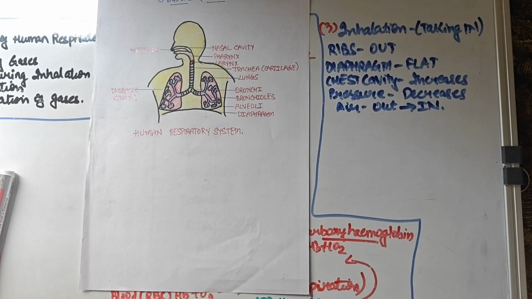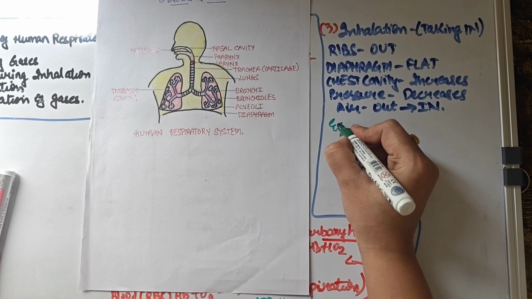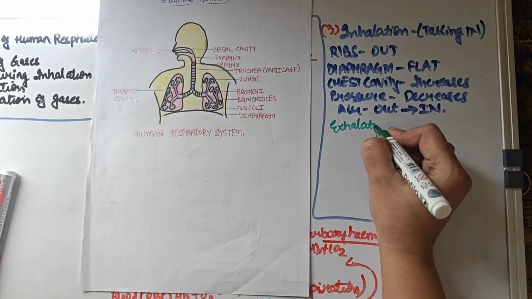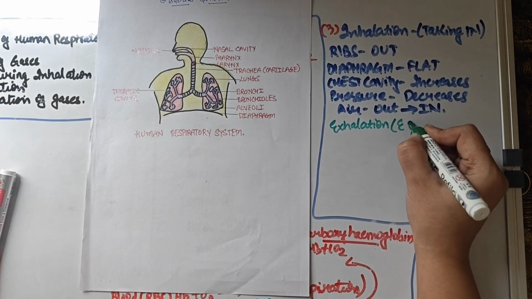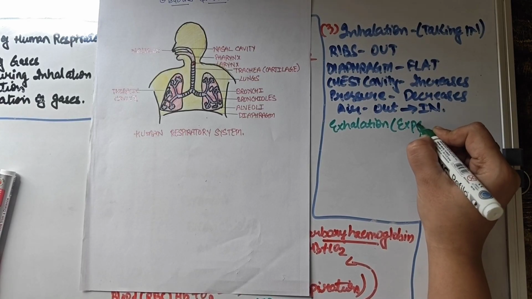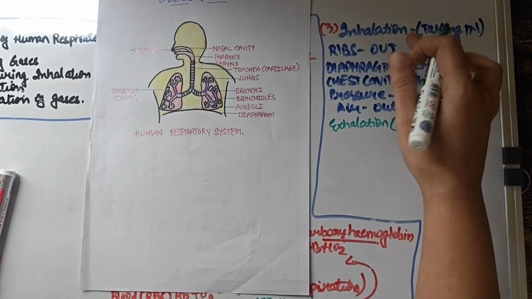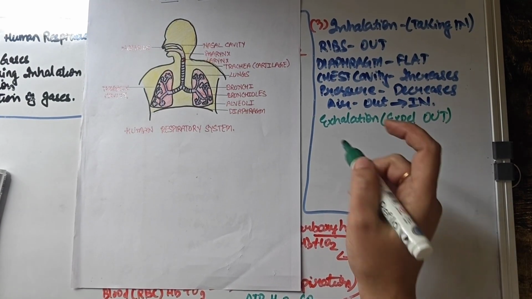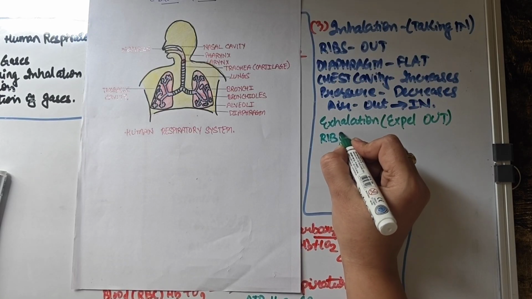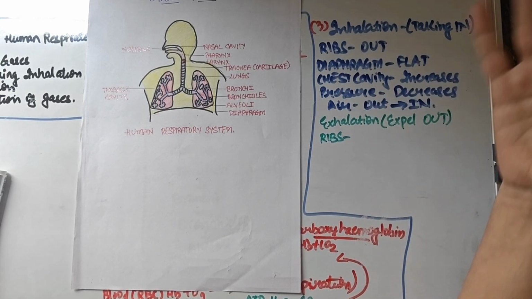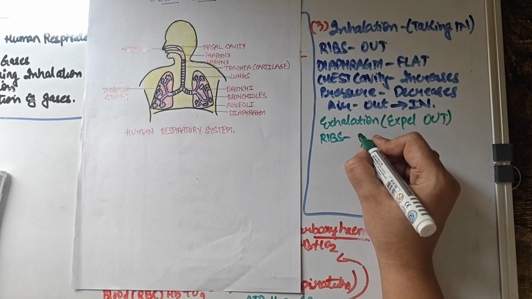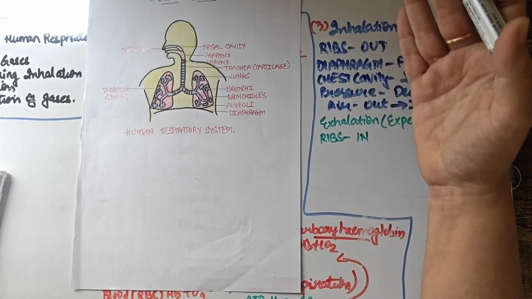Now let me quickly write down the changes that occur during exhalation, and this will just be the opposite of inhalation. In exhalation, we are going to expel the air out. So in inhalation, we have seen the ribs were coming outside. In exhalation, what will happen? The ribs are going to come towards the inner side.